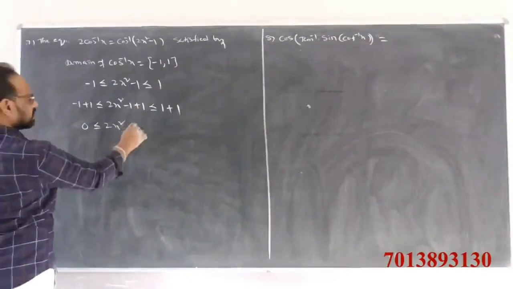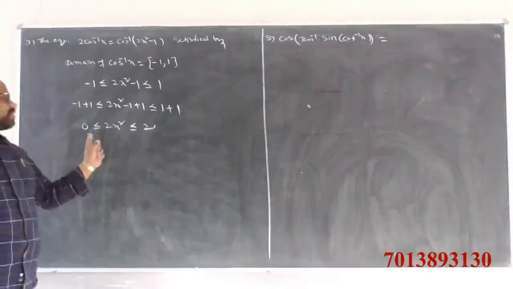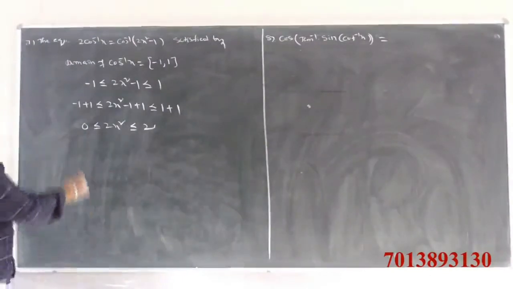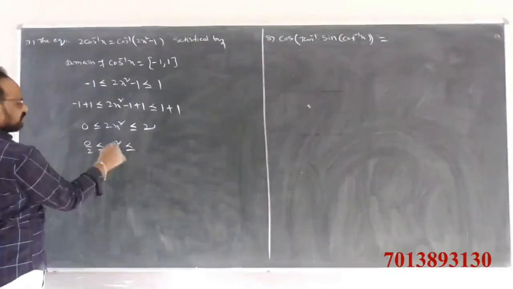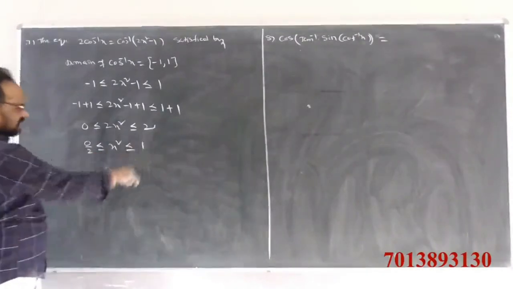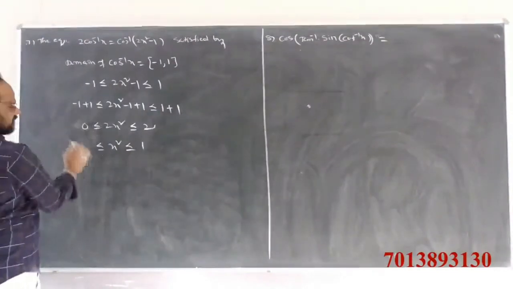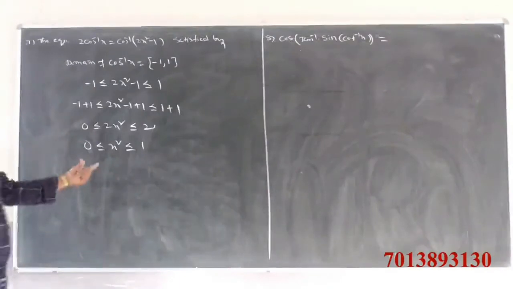Minus 1 plus 1 get cancelled, less than or equal to 2. So we want the x value. Dividing both sides by 2, we get 0 by 2 is less than or equal to x square by 2. The 2 cancels on x square only, and 2 by 2 means we get 1. So 0 is less than or equal to x square is less than or equal to 1.